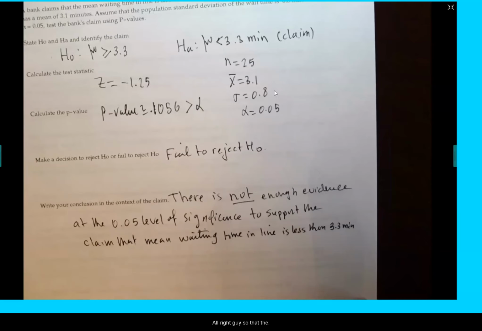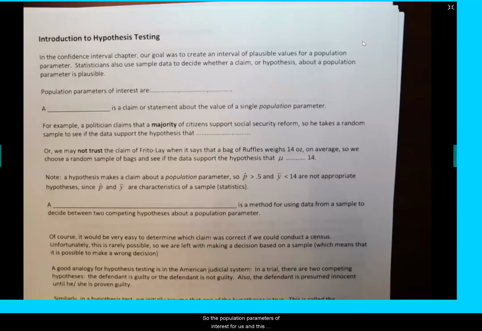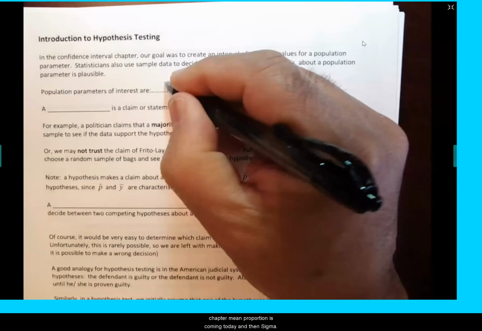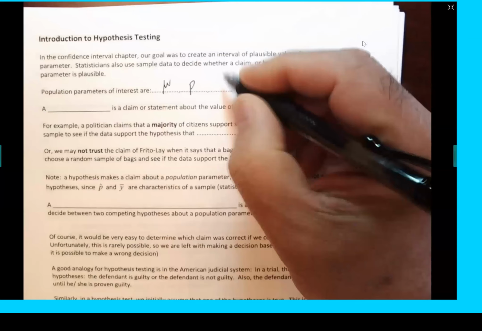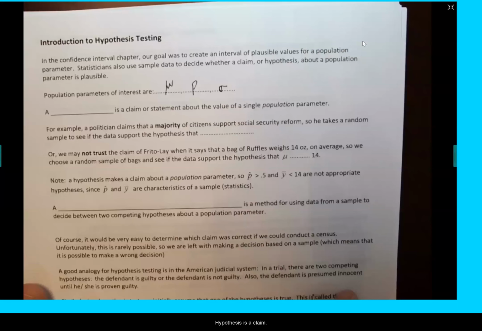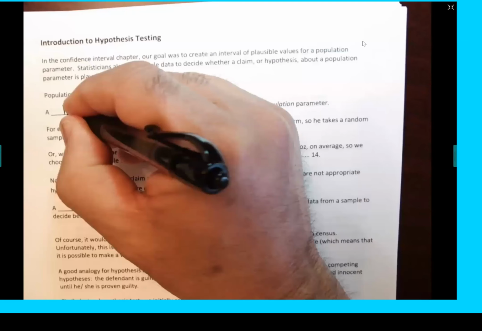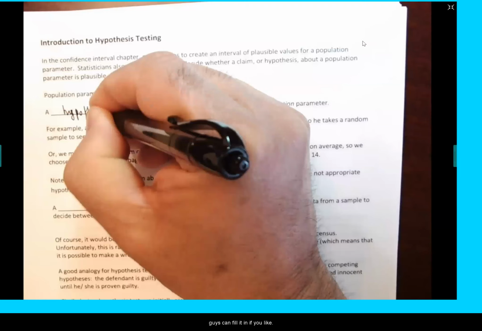All right, guys, so that concludes the review sheet. So the population parameters of interest for us in this chapter: mean, proportion, it's coming today, and then sigma. Okay. A hypothesis is a claim. If you want, I can send you a clean copy of this so you guys can fill it in if you like.